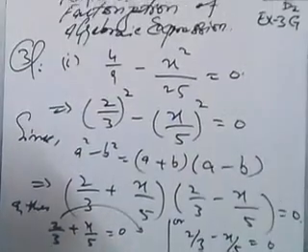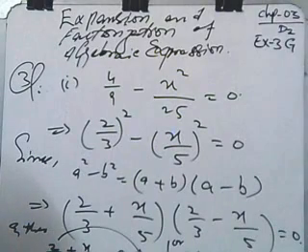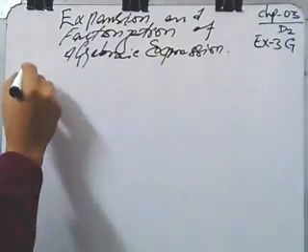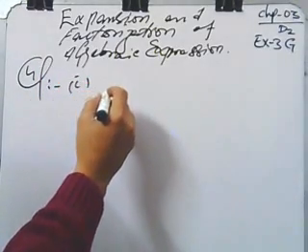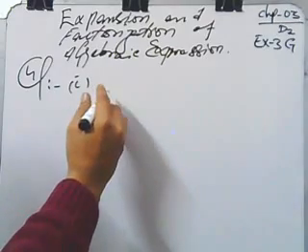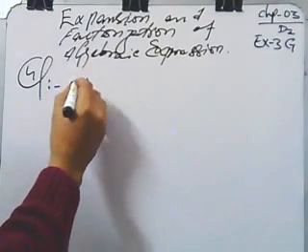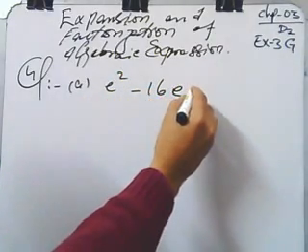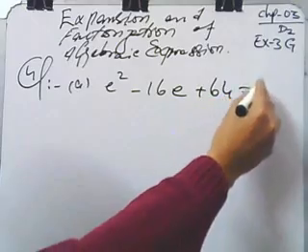Now coming to question number 4, solve the following equations. Again you see that another type of question is given to you. Question number 4, solve the a part: e square minus 16e plus 64 is equal to 0.